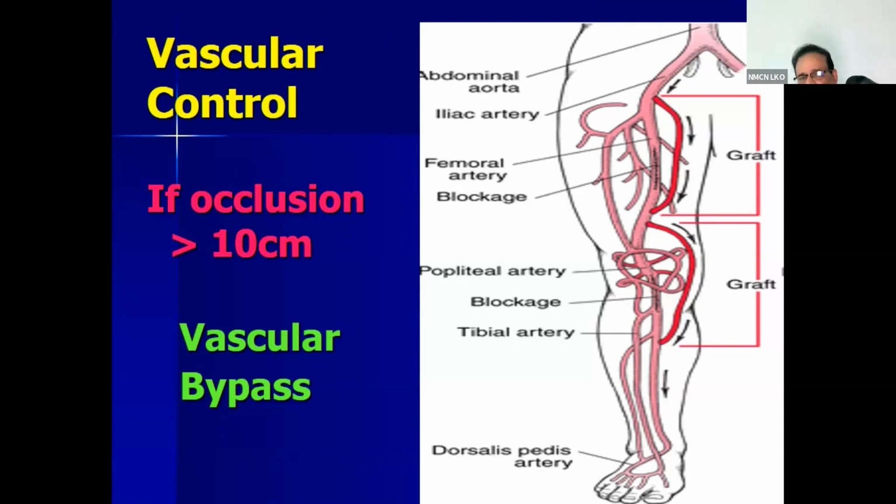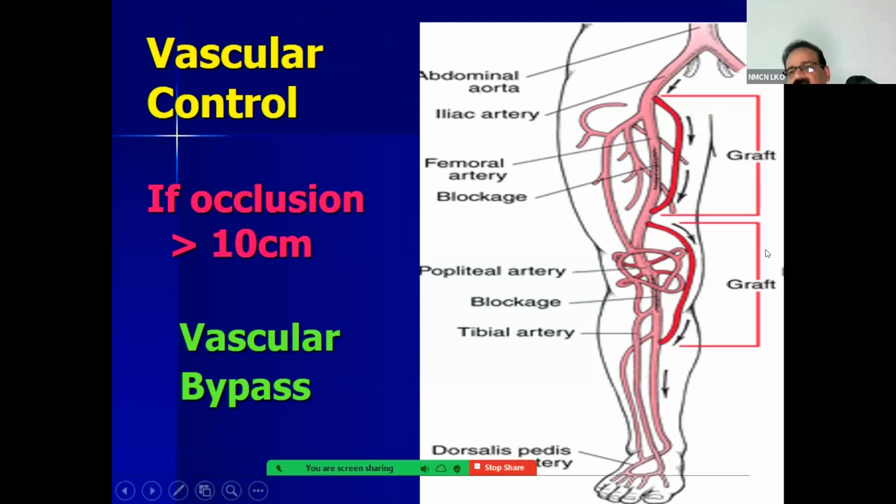And if occlusion is more than 10 centimeters, we go for vascular bypass. As you see, if the blockage is there, this graft is put accordingly. So different peripheral bypasses are not unusual.